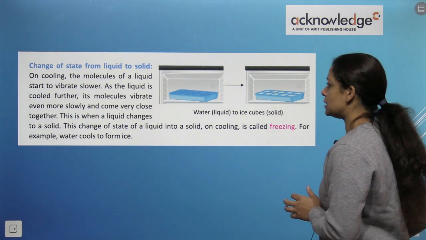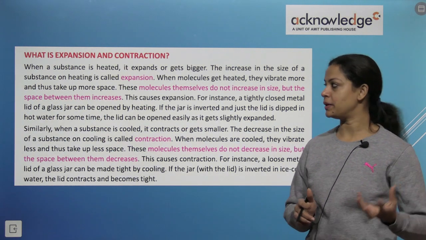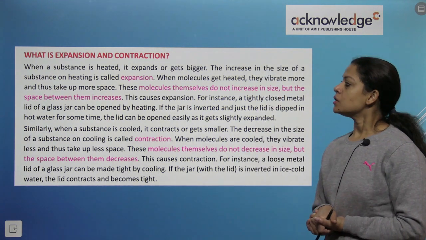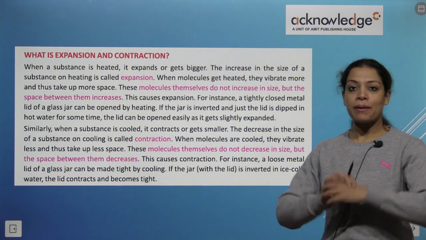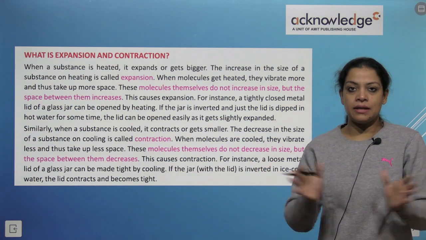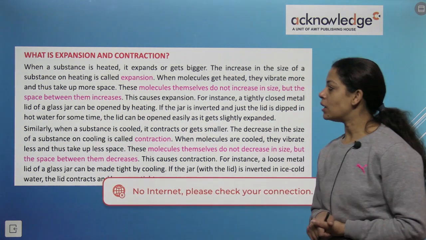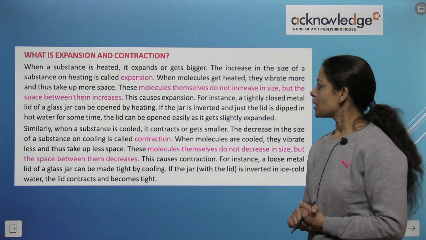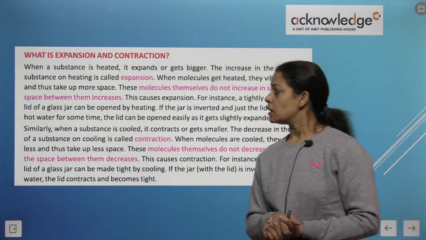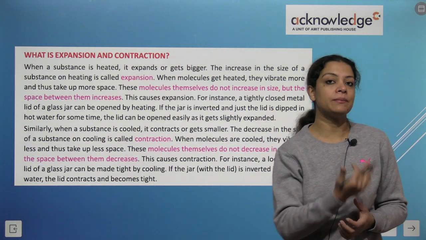So, these are daily phenomena which we often see in our day-to-day life, and this is the science and logic behind it. Now, what is expansion and contraction? So, when a substance is heated, it expands or gets bigger. When you melt or heat something, it expands, it spreads out. So, the increase in the size of a substance on heating is called expansion. And when the molecules get heated, they vibrate more and thus take more space. So, these molecules themselves do not increase in size, but the space between them is increasing.